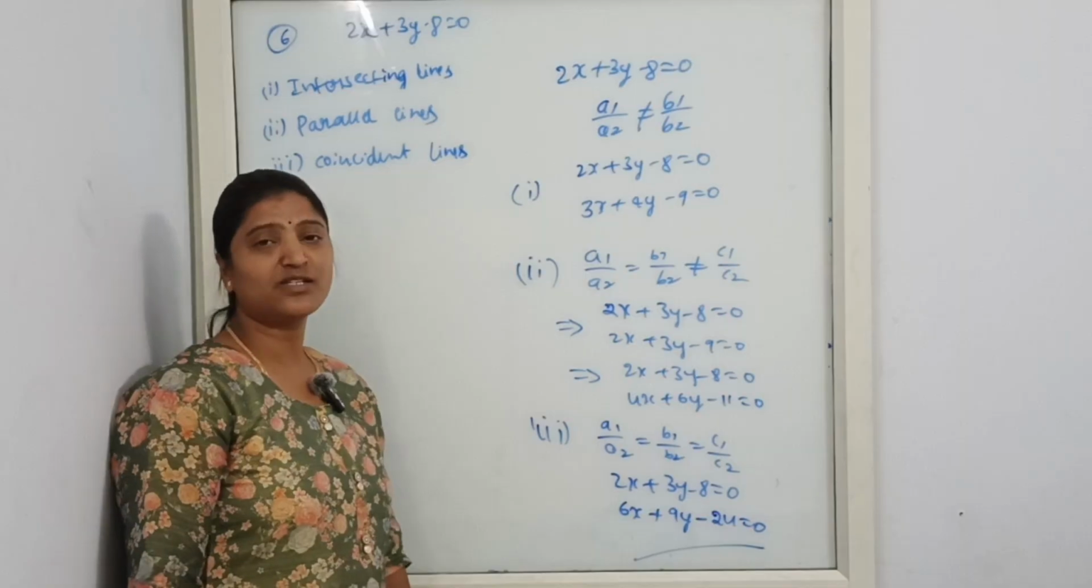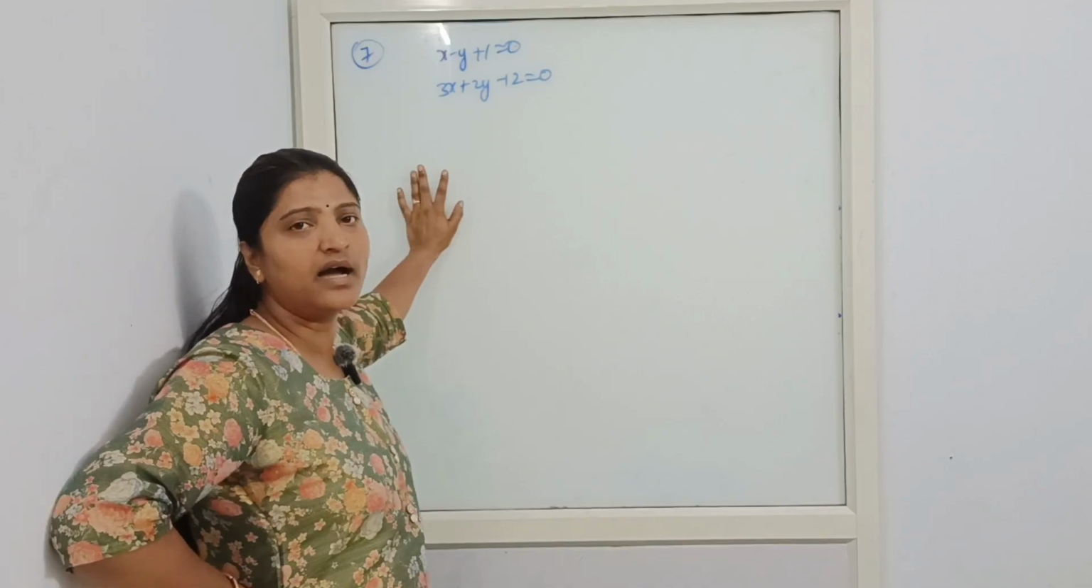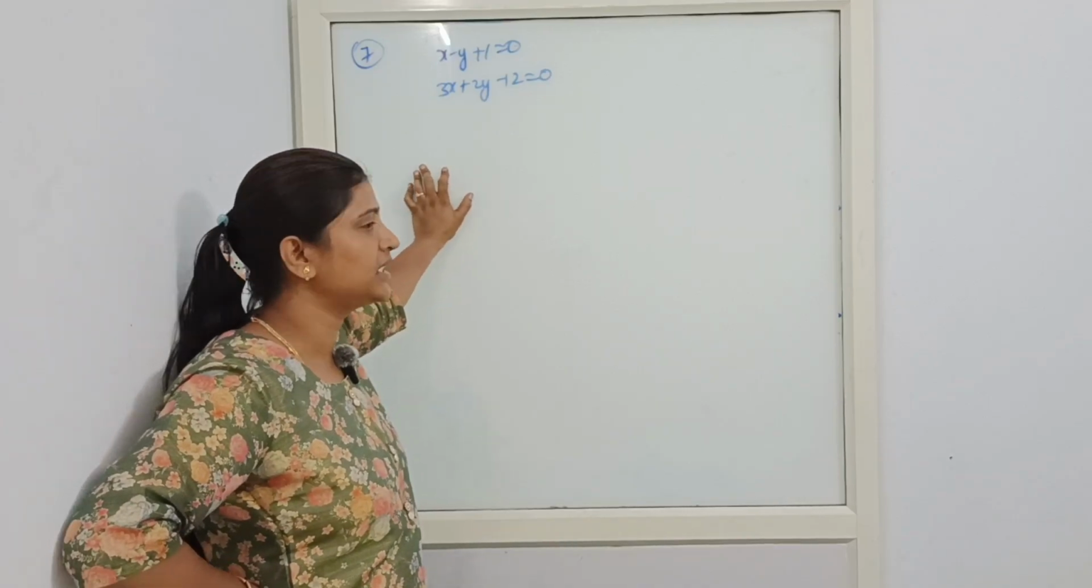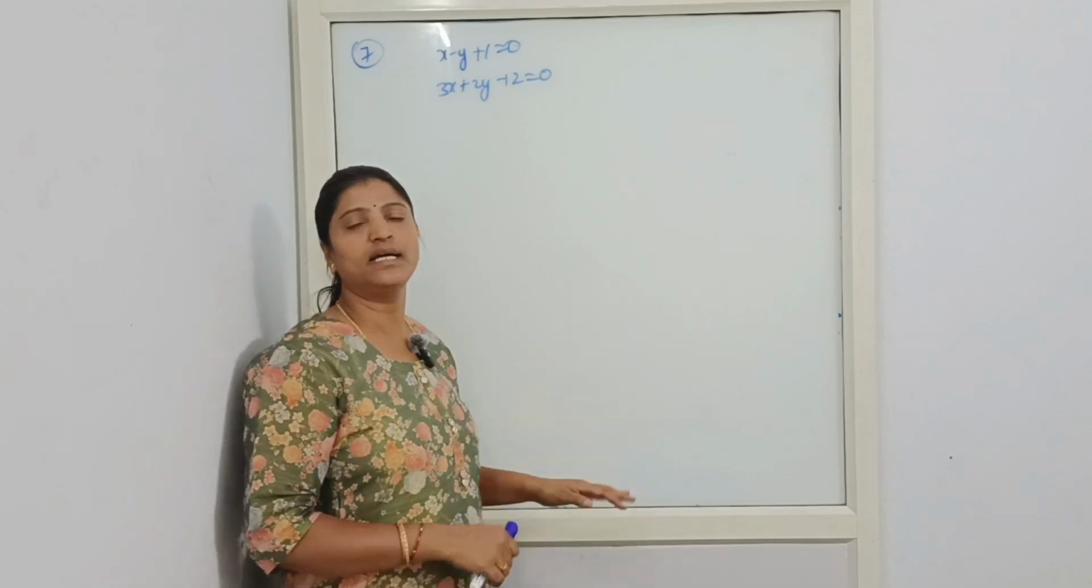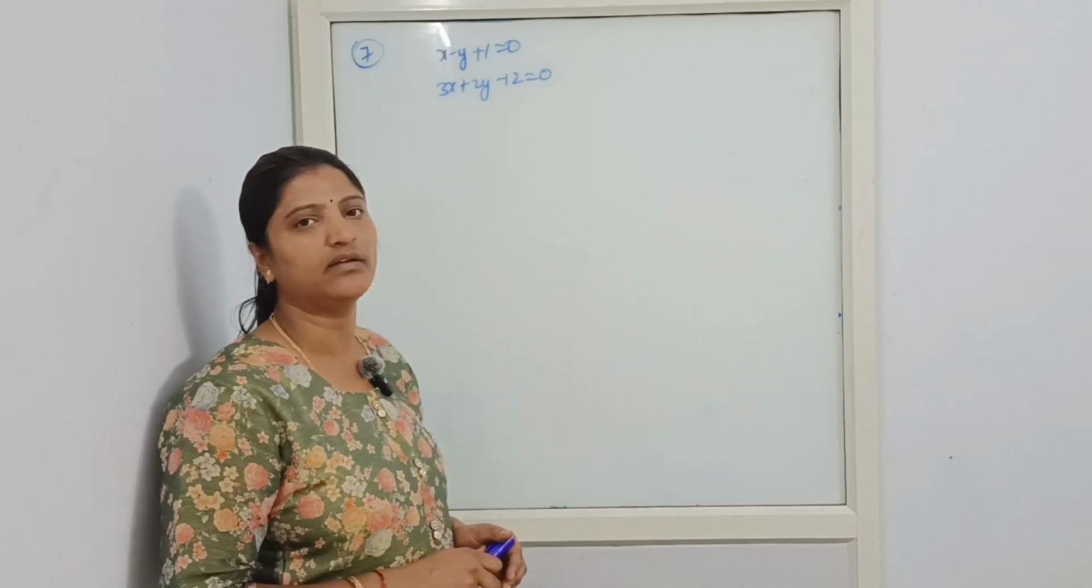Let us move to the last question of this exercise. Second question is, draw the graphs of the equations x minus y plus 1 is equal to 0 and 3x plus 2y minus 12 is equal to 0. Determine the coordinates of the vertices of the triangle formed by these lines and the x-axis and shade the triangular region. Draw the graph by using the given two equations, and it will form a triangle on the graph. We should find its coordinates and also shade the triangular region.